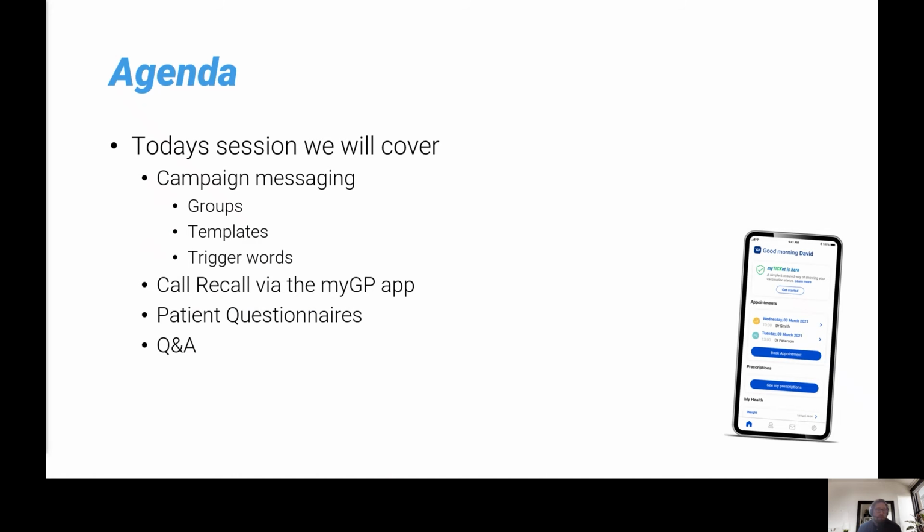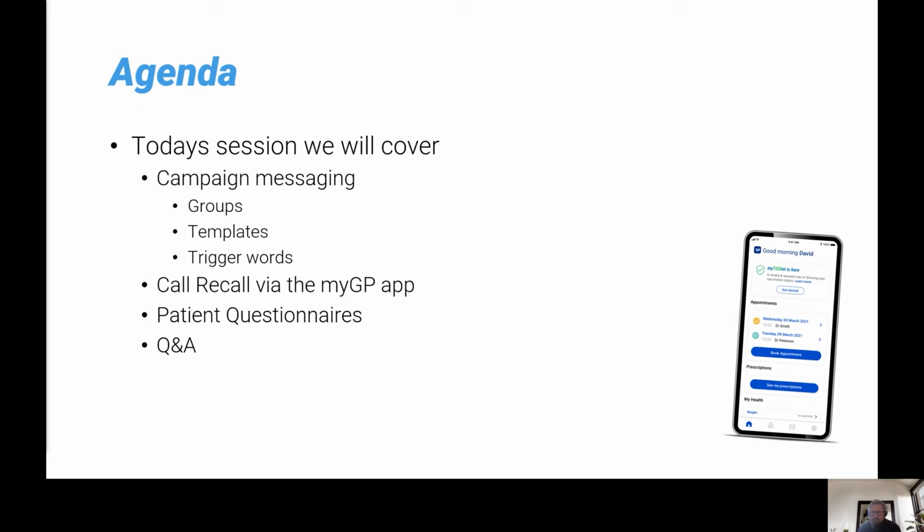Now we're going to do this based on sending a flu campaign because we're in the middle of flu season, of course. So I'll just run over again the agenda here, just whilst we wait for people to join. So we'll be covering campaign messaging. So that's your bulk text messaging, and we'll look at all three steps: how to create a group, how to create templates and manage those templates, and also how to create trigger words as well.